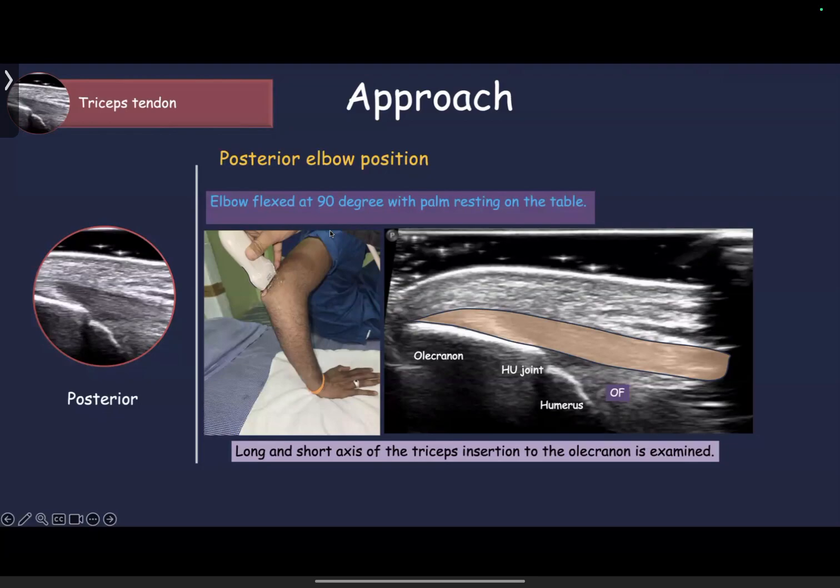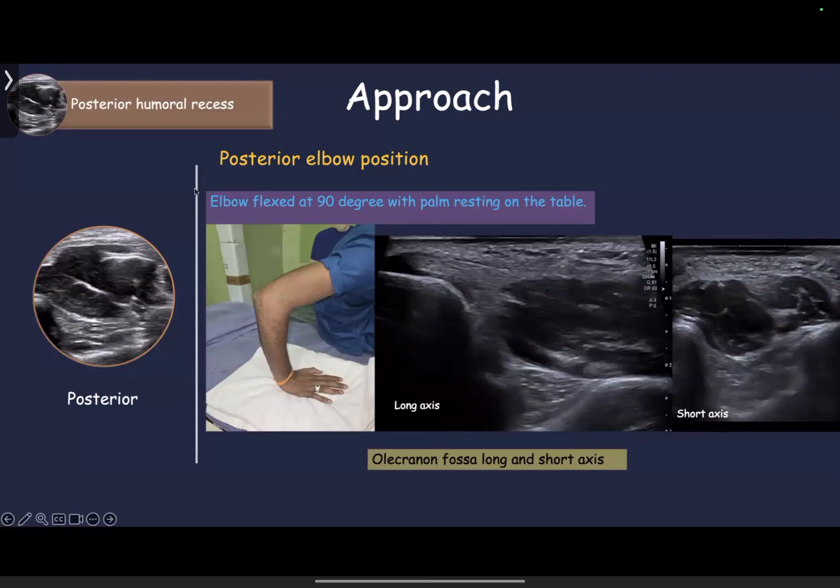For the triceps muscle in the posterior approach, we'll ask the patient to flex the elbow at 90 degrees with the palm resting on the table. What we'll get is the fibrillary structure of the triceps, and we'll examine the long and the short head of the triceps insertion to the olecranon in both axes.